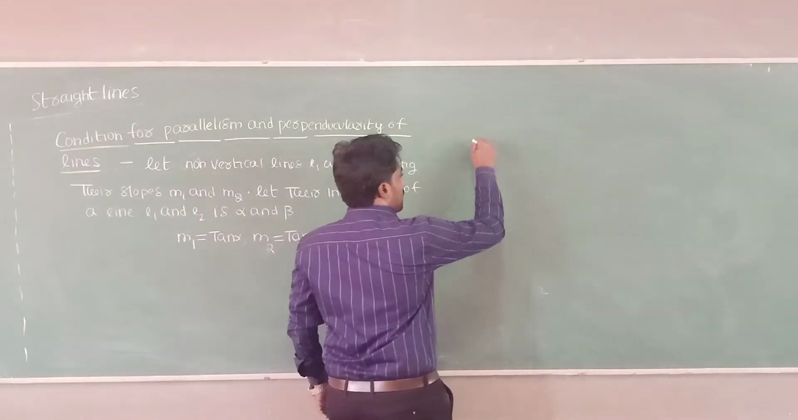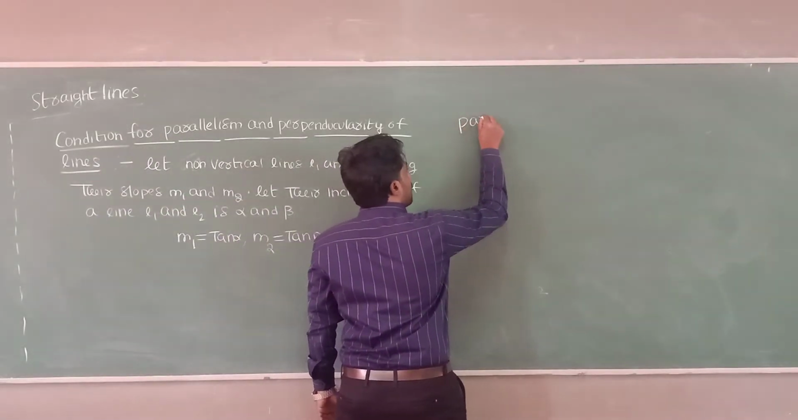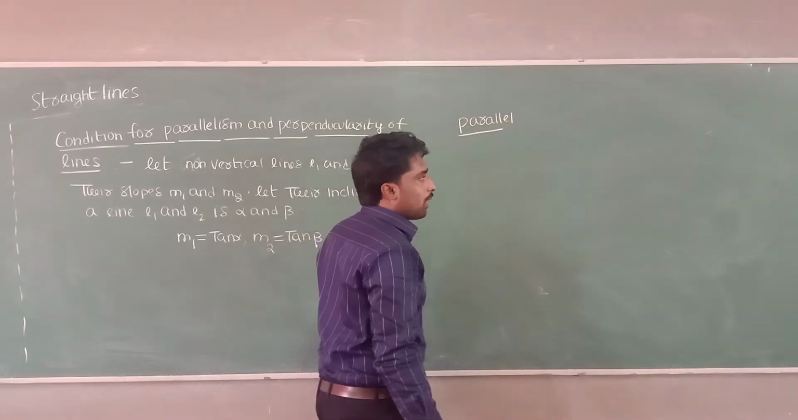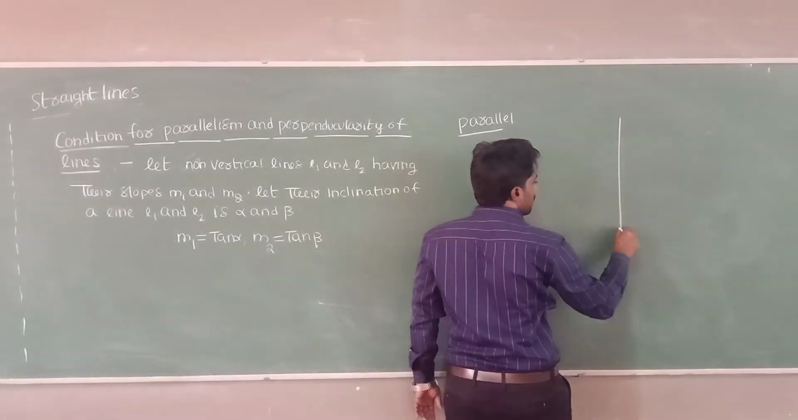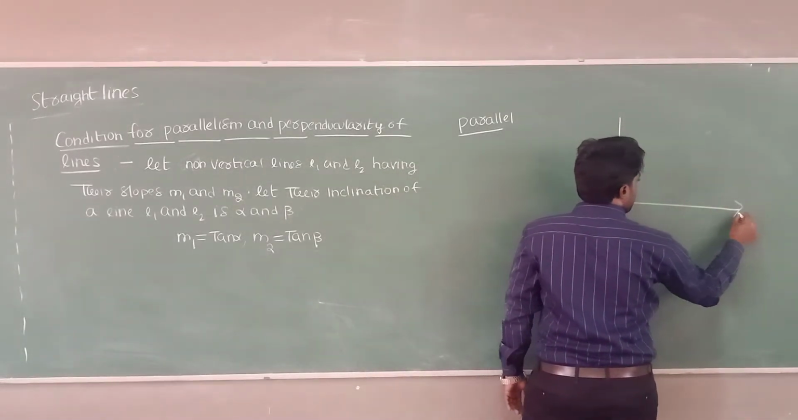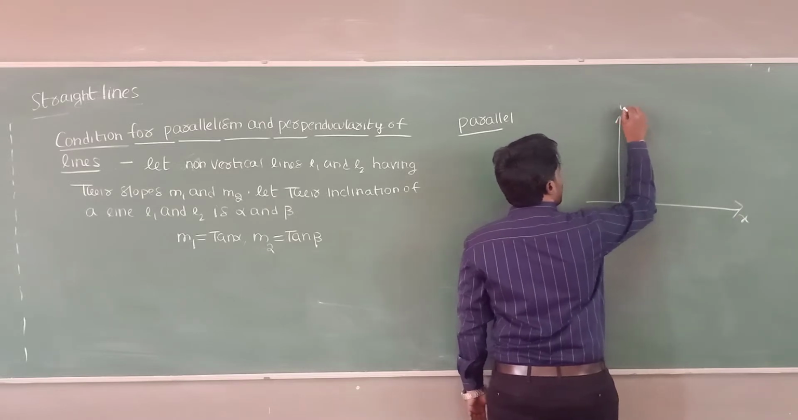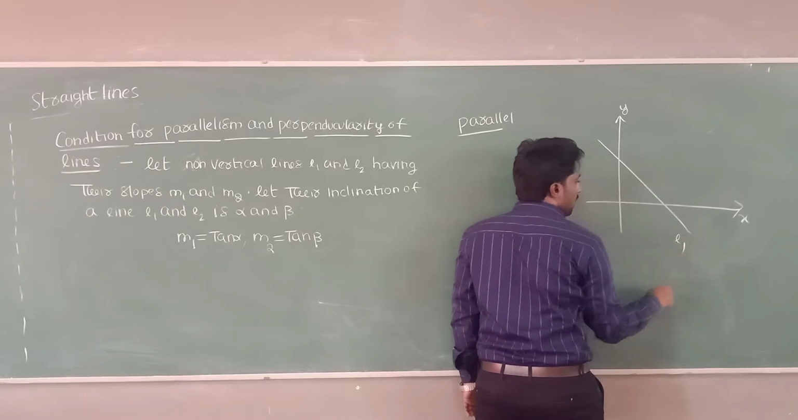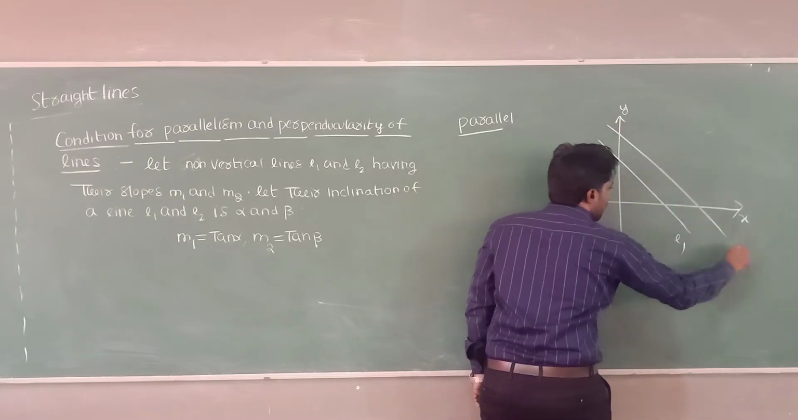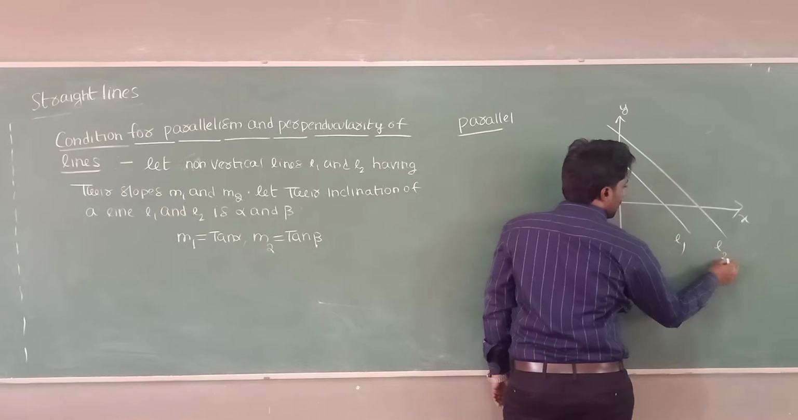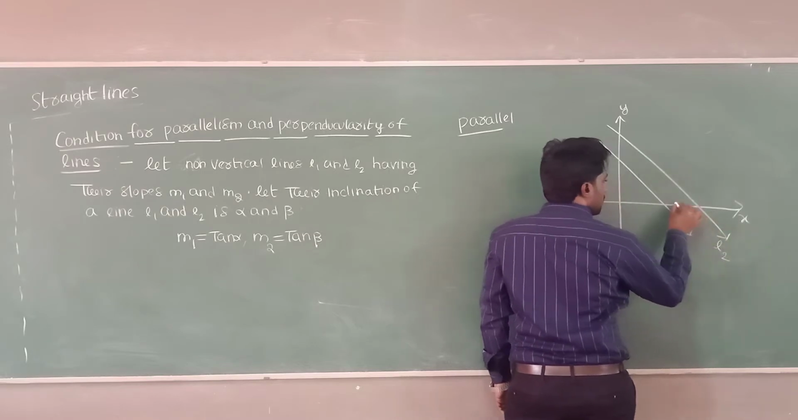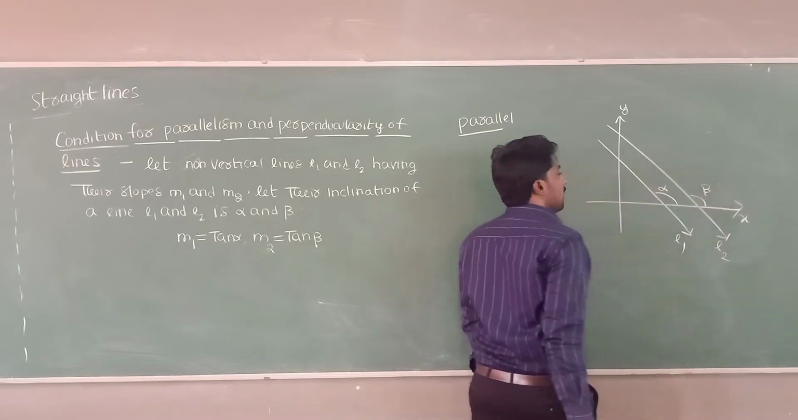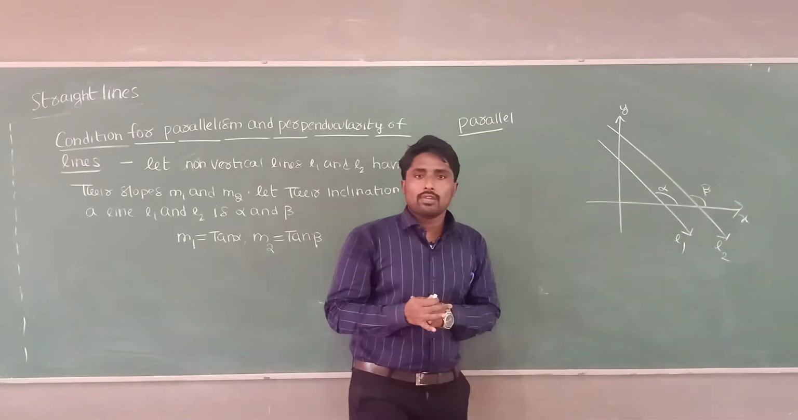Now I am taking it as a first condition as a parallel condition I am proving. Okay, if two lines are parallel, how the diagram will be? You see here. So this is x-axis, this is y-axis. Okay, so let me take one line like this. So this is L1. Okay, so another line will be like this. So this is L2. Okay, so this inclination is alpha, this inclination is beta. So clearly I am telling, all of you listen very carefully.